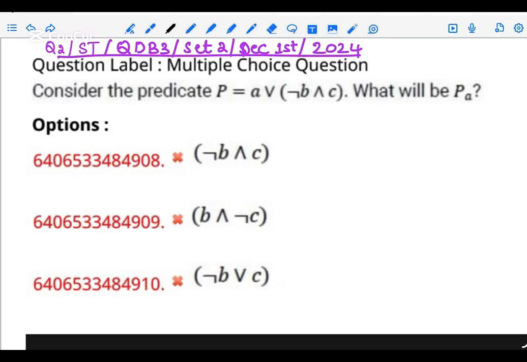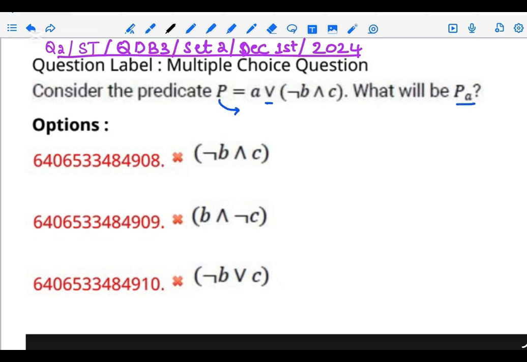Question from ST Quiz 2, set to the December 1st, 2024 question paper. Consider the predicate P equals A or not of B and C, and what will be PA?